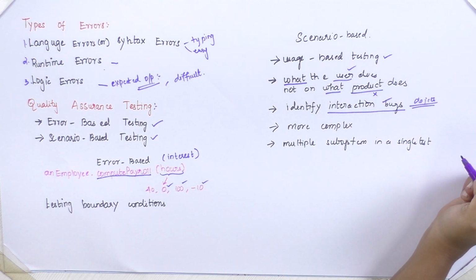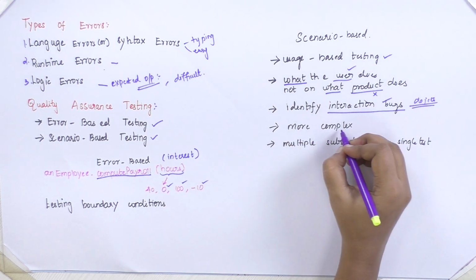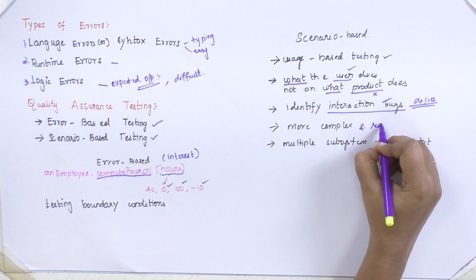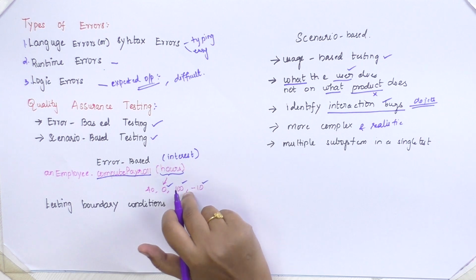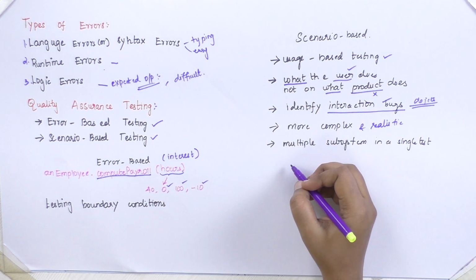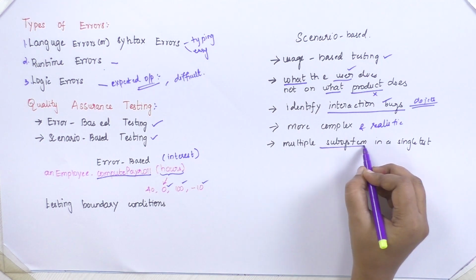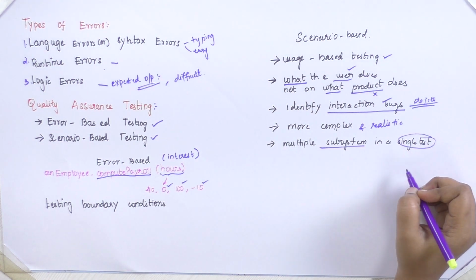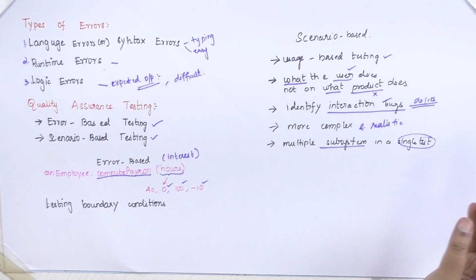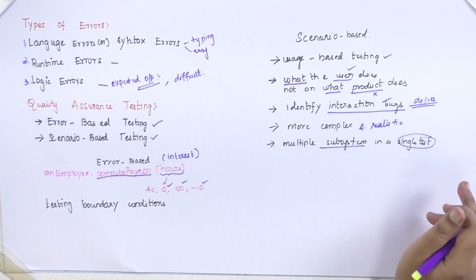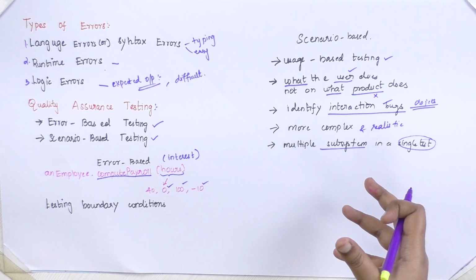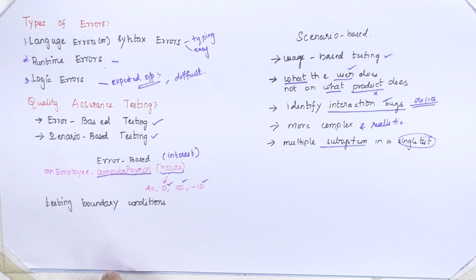So those interaction bugs can be identified. Next, it is more complex when compared to error-based testing. Scenario-based testing is very complex, and also it is very realistic when compared to error-based testing. This scenario-based testing will exercise, that means it will be acting on multiple subsystems when we are performing a single test. When we are performing a single scenario-based test, it will be acting on multiple different subsystems at a time. So this is one real-time and important aspect of scenario-based testing.